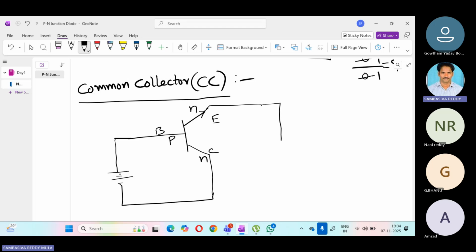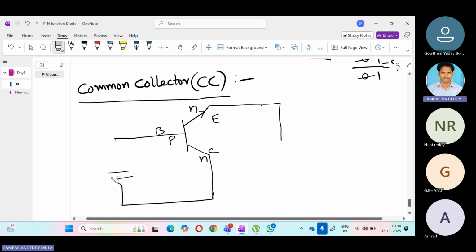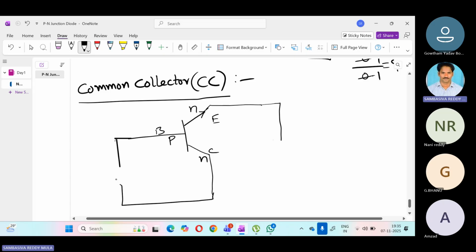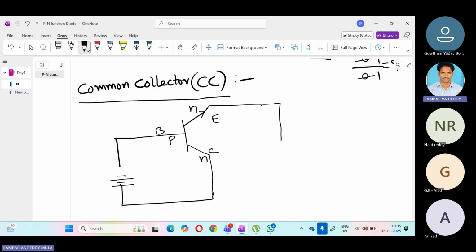So here the terminals are wrong. Collector to base should be reverse biased. Always we need to follow this condition to make the transistor operate in the active region. So collector is N-type material, so we need to connect it to the positive terminal like this. So base is connected to the negative terminal.